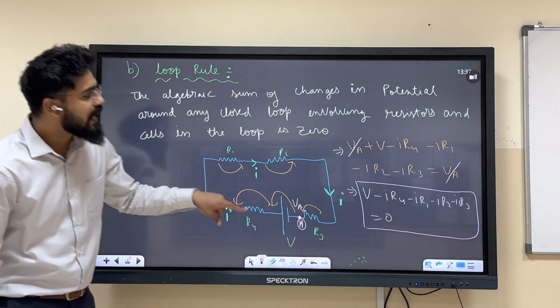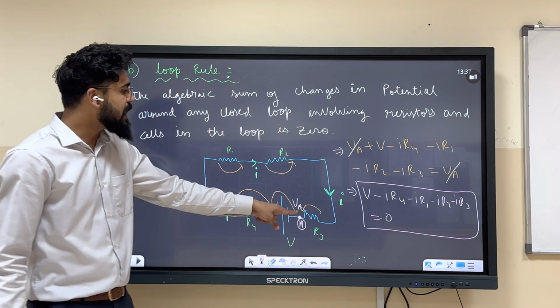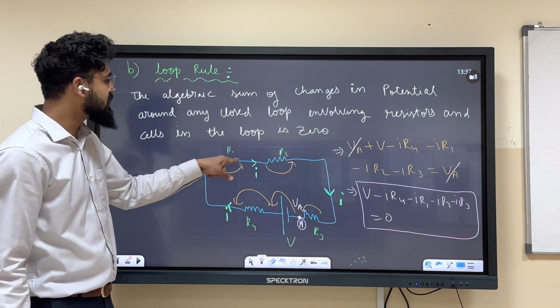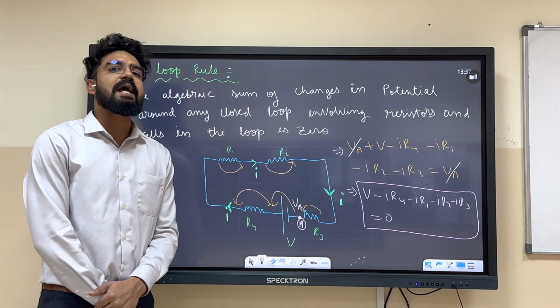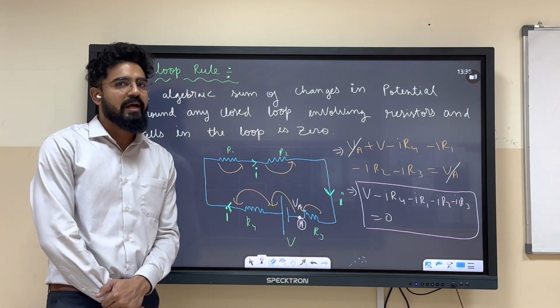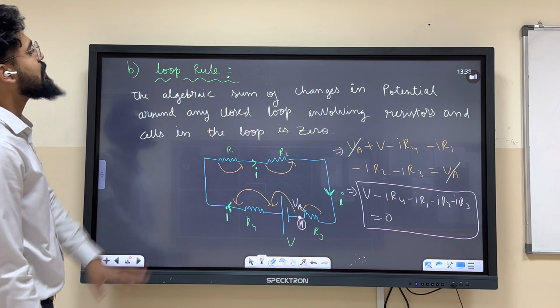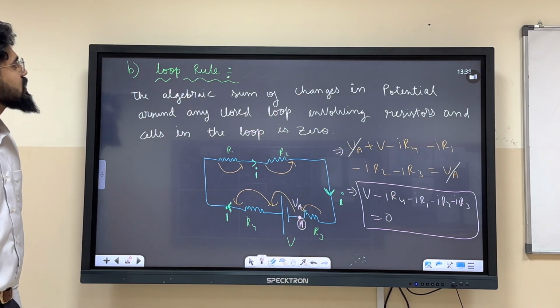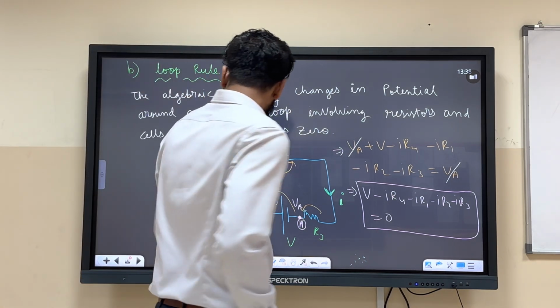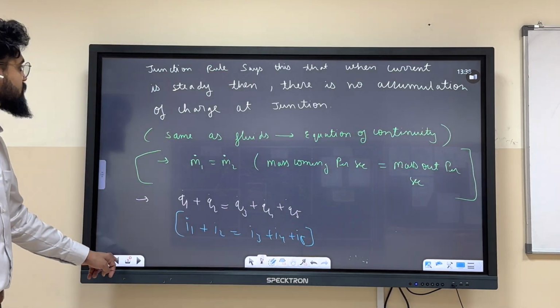When you do the entire loop, the algebraic sum V minus I R4 minus I R1 minus I R2 minus I R3 equals 0. The algebraic sum will become 0. Okay? The algebraic sum of changes in the potential around any closed loop involving resistors and cells in the loop is 0. I hope you are getting it. Okay? So this is known as the loop rule. So again, revising it one more time.